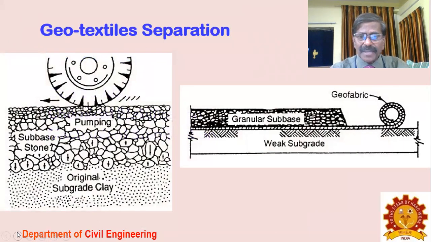For example, a geofabric. You introduce a geofabric, then you put the granular subbase on that. Then you pump it, and the original subgrade will get compacted. If you pump it, and then go on vibrating and moving it, then you get a very nicely compacted soil using the geofabrics. This you call the granular subbase and weak subgrade. If you introduce a fabric, then you get a better result of compacted soil because of the geotextiles.